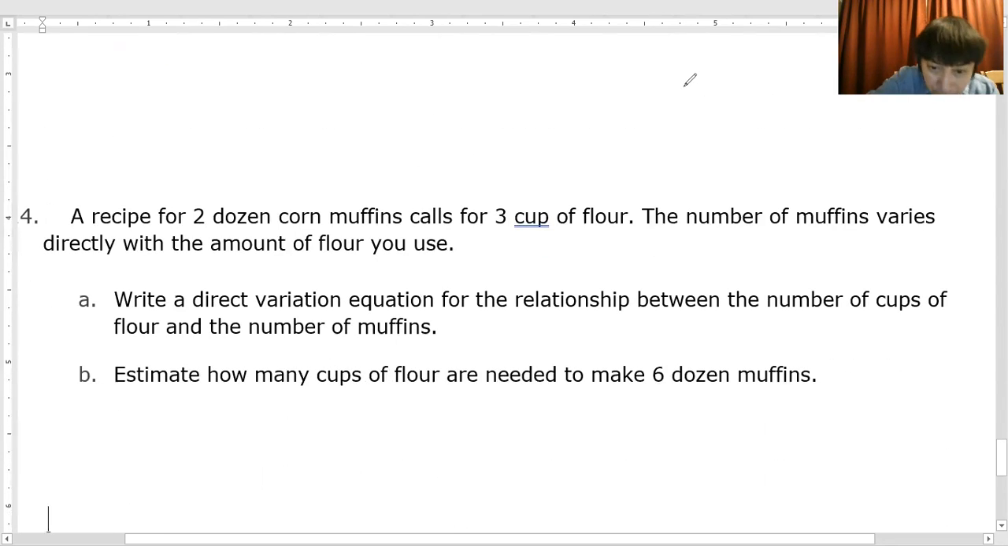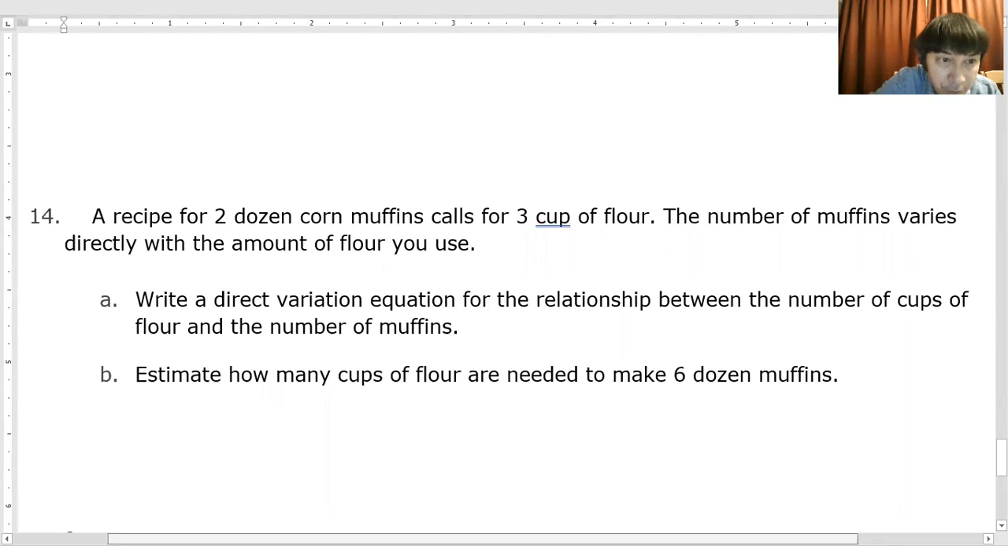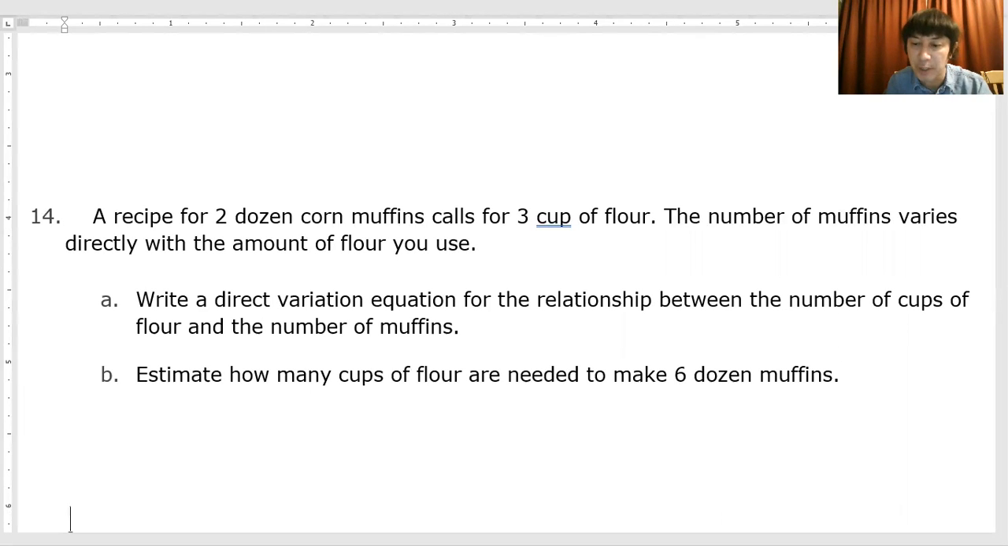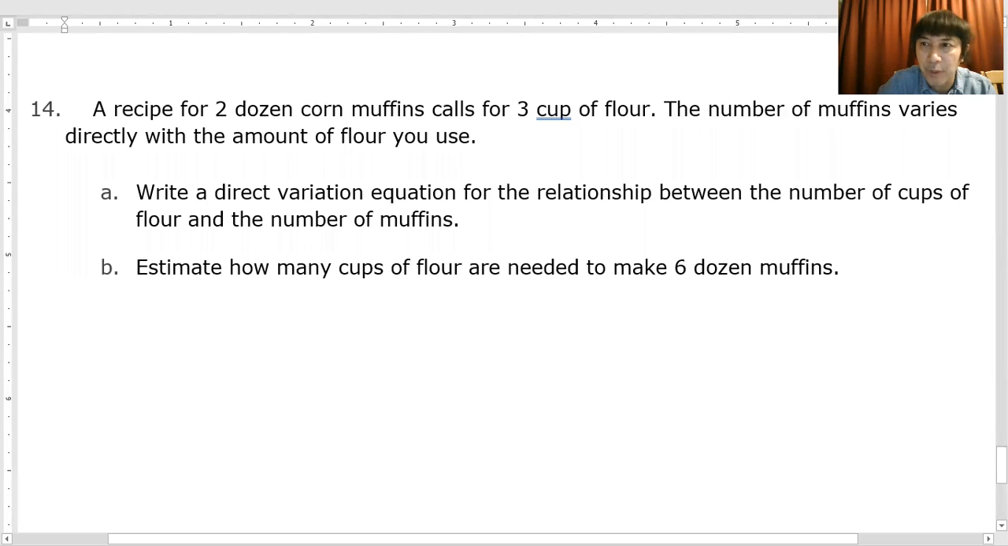Okay, what number is this? We're doing number 14. So what we just completed is number 13. Let's continue with the next. All right, here's number 14. A recipe for 2 dozen corn muffins calls for 3 cups of flour. The number of muffins varies directly with the amount of flour you use.